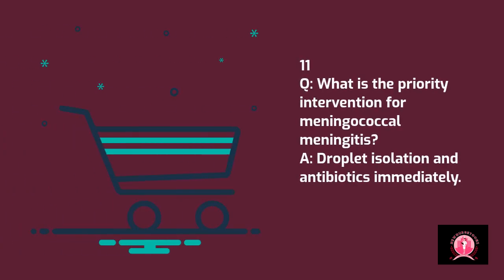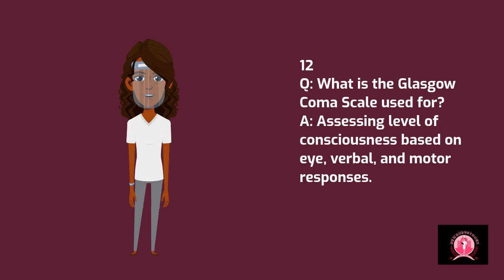11Q. What is the priority intervention for meningococcal meningitis? A. Droplet isolation and antibiotics immediately. 12Q. What is the Glasgow Coma Scale used for? A. Assessing level of consciousness based on eye, verbal, and motor responses.